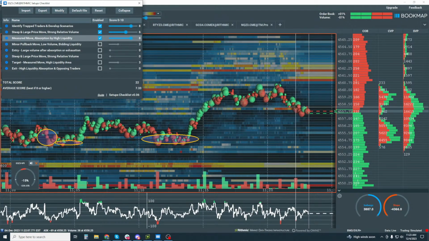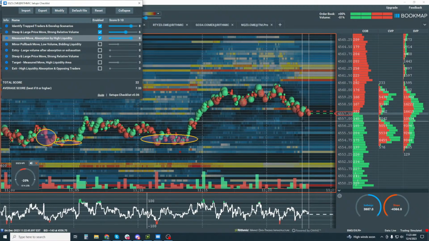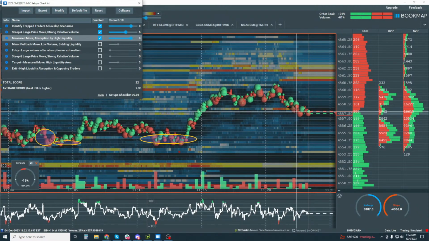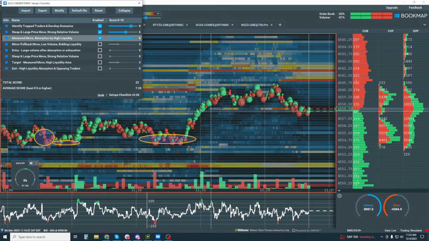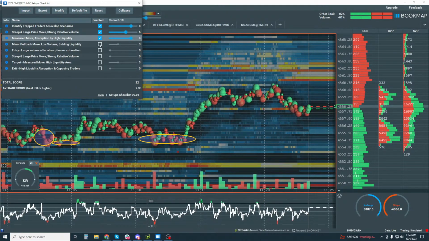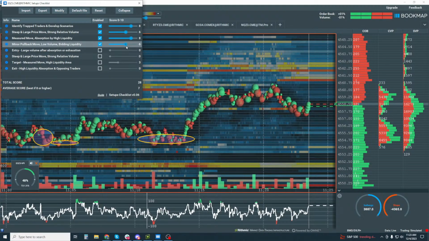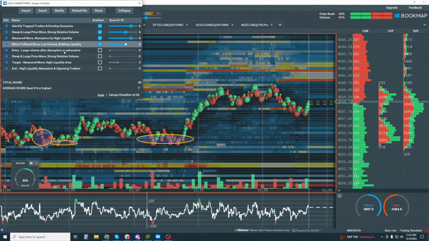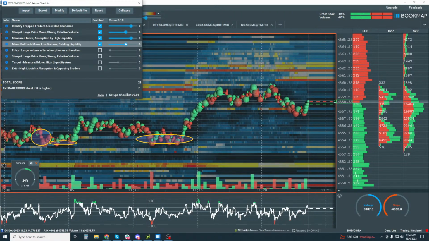Minor pullback so far. Pretty good. On low volume, this is where it gets a little dicey. Look at this volume compared to this volume over here. Okay, so not the greatest. Maybe a 5 or a 6. And then now we're looking for our entry, and now our entry would be here.